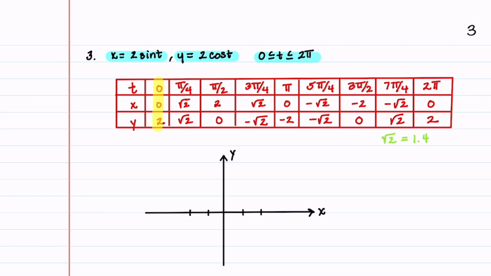When t is equal to 0, x is 0, and y is equal to 2. This point is located here. Our next point is the point root 2, root 2, and I've already made a note that root 2 is approximately 1.4. This gives us x is 1.4 and y is 1.4, which places our point here. For our next point, x is 2 and y is equal to 0. The rest of our points look like this.